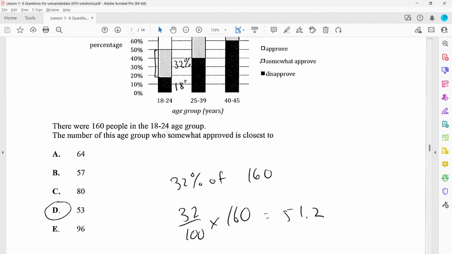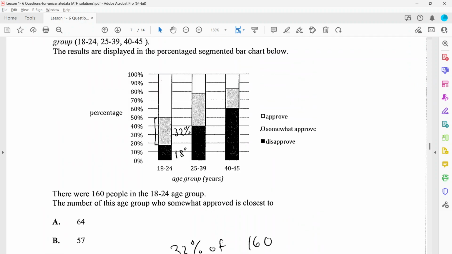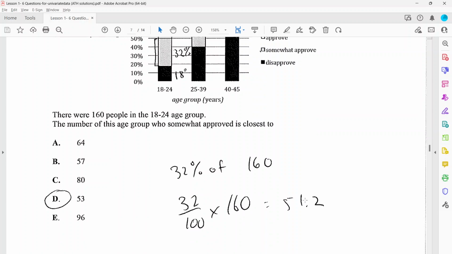There were 160 people in the 18 to 24 age group. The number of this age group who somewhat approved, so somewhat approve is the middle band, like the half shaded section of the segmented bar chart. So I'm just going to estimate that this first bit is up to 18, and the leading up to here is probably another 32. Okay, so I just need to find 32% of 160, and I got 51.2. The closest answer there is 53.